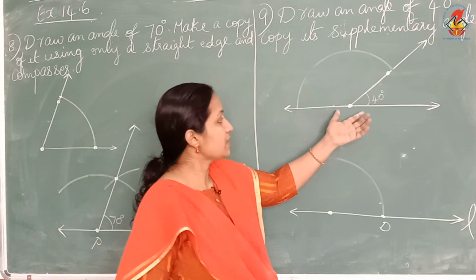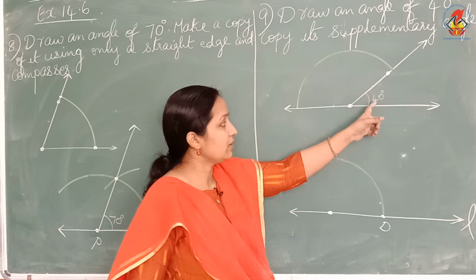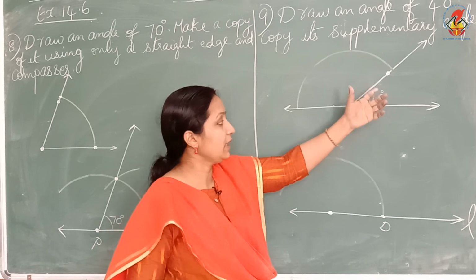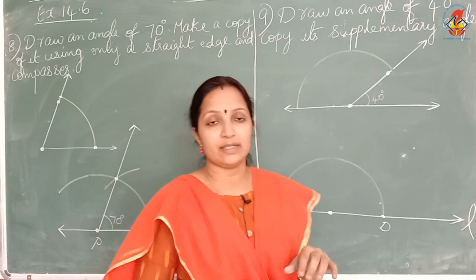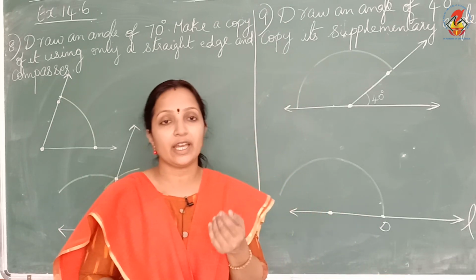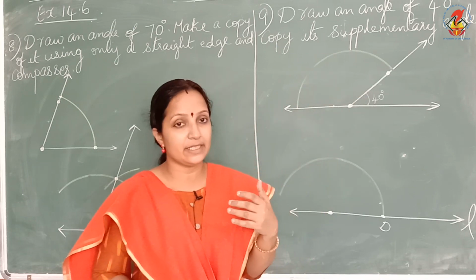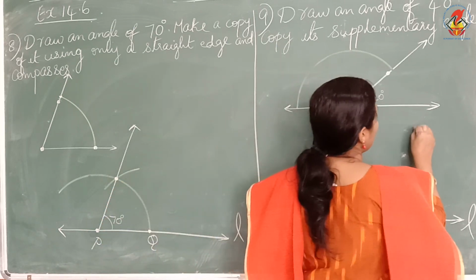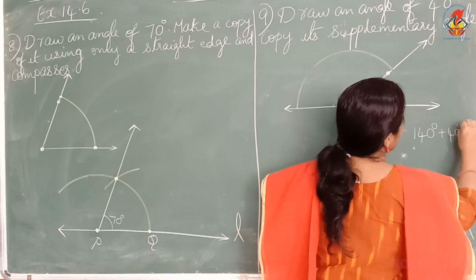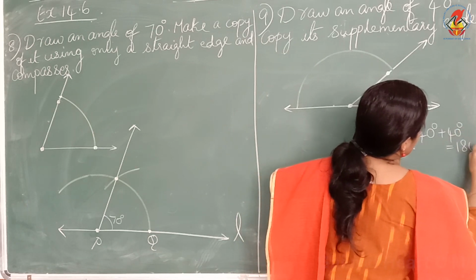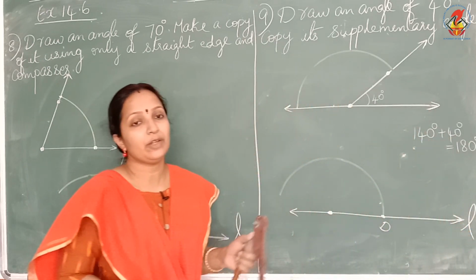We need a copy of its supplementary angle. What is the supplementary angle of 40 degrees? The supplementary angle of 40 degrees is 140 degrees. Supplementary angle means the sum of two angles is 180 degrees. So 140 plus 40, what is the answer? 180 degrees. So the supplementary angle of 40 degrees is 140 degrees.